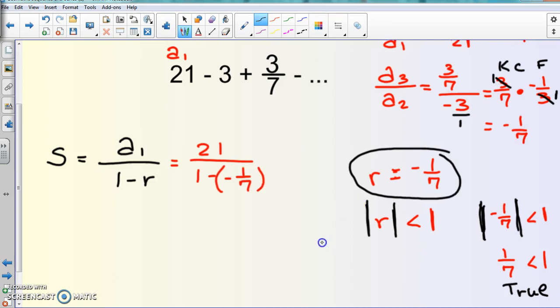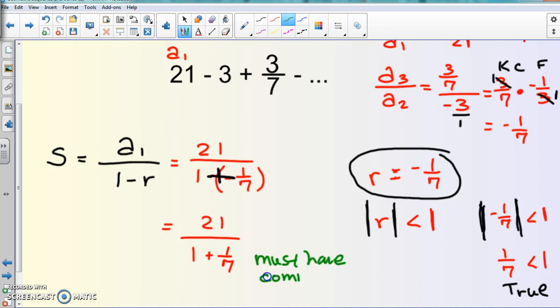And so since we have two negatives together, let's go ahead and make this a positive. Huge plus sign right there. Right, and then let's go ahead and finish it up. Let's work this bad boy out. So we get 1 plus 1 over 7. And in order to be able to combine that 1 and that fraction there, you have to have common denominators. So let's have common denominators.